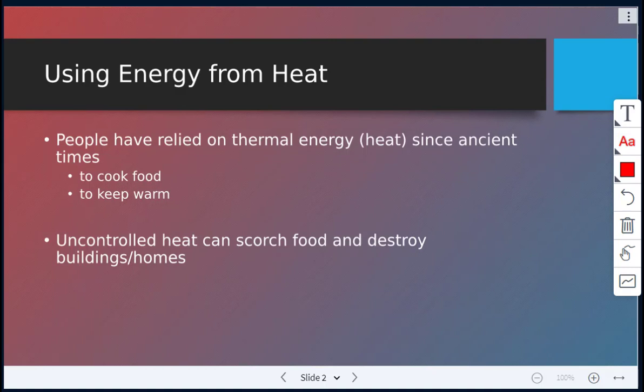So people have relied on thermal energy or heat since ancient times. For example, to cook food, to keep warm, and so on. But just keep in mind while we're going through this unit that uncontrolled heat can burn or scorch food. It can also destroy buildings and homes.